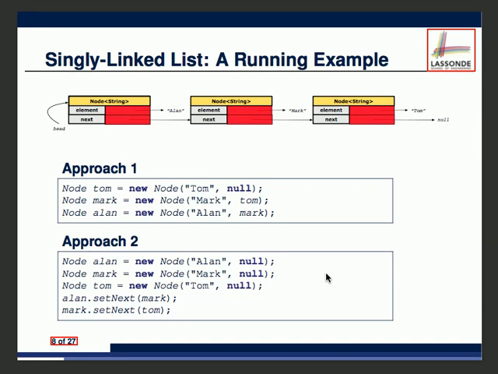What about line number 2? Similar. For approach 2, we are trying to create 3 independent nodes and then set the links in the last stage. So we have another node over here, and then we have elements and we have next. And in this case, it's going to be Mark.